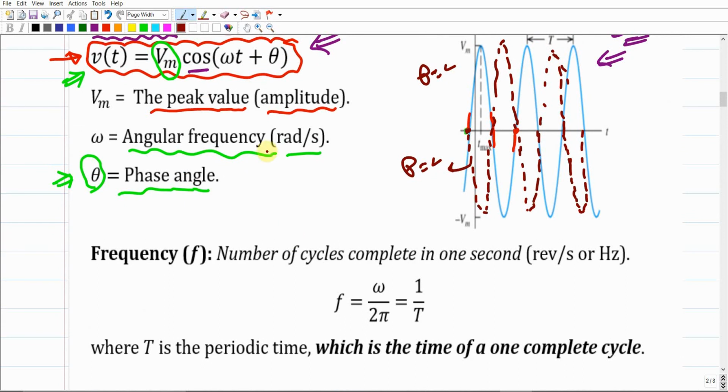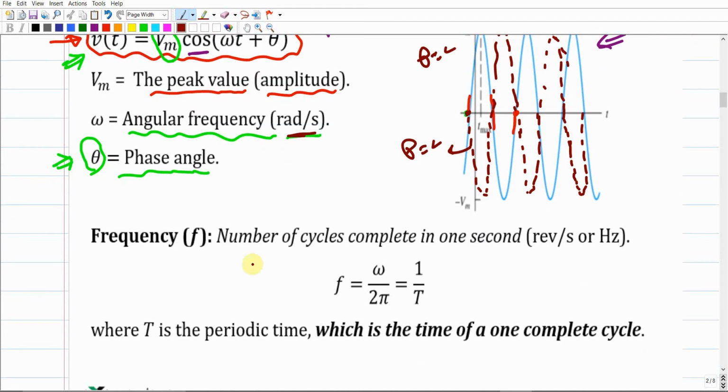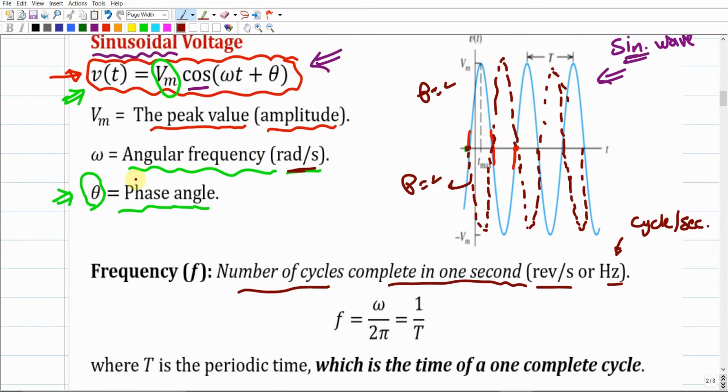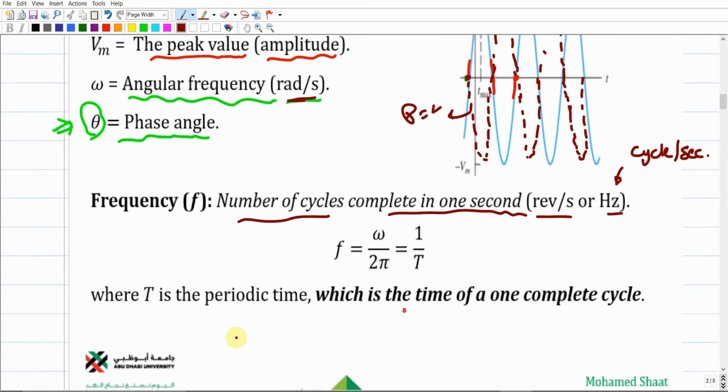We discussed angular frequency, which is radian per second, in the previous chapter, as how fast this wave is going to vary or change over time. But the frequency in general can be defined as the number of cycles completed in 1 second, which could be considered as revolutions or cycles per second, or hertz, which is equivalent to cycle per second. This frequency is going to be the omega, the angular frequency, divided by 2 pi, and it's equivalent to 1 over T, where T is the periodic time, which is the time of one complete cycle.